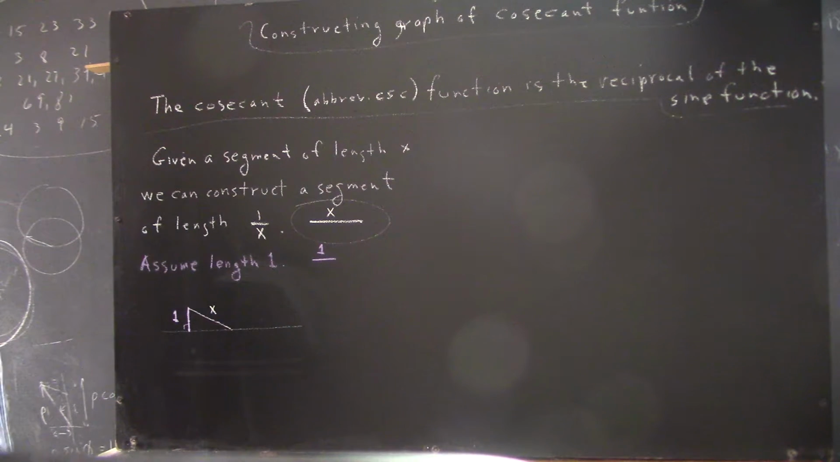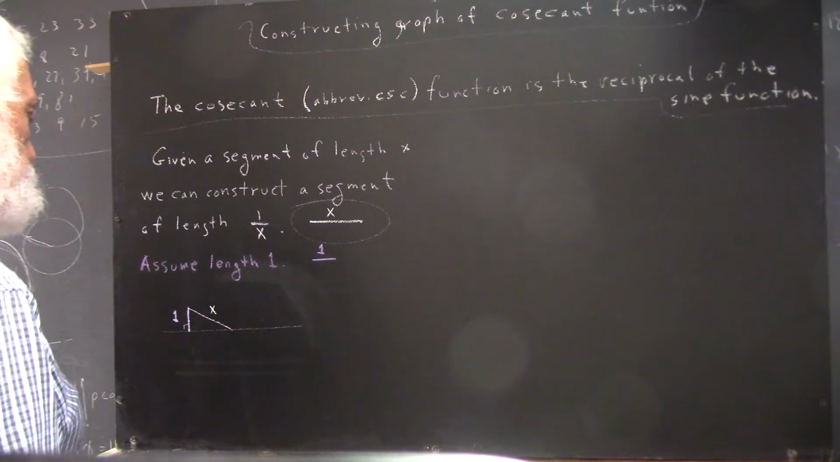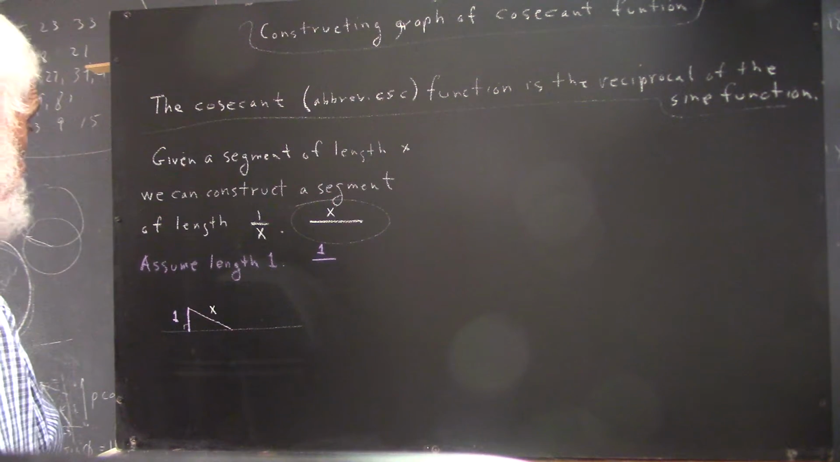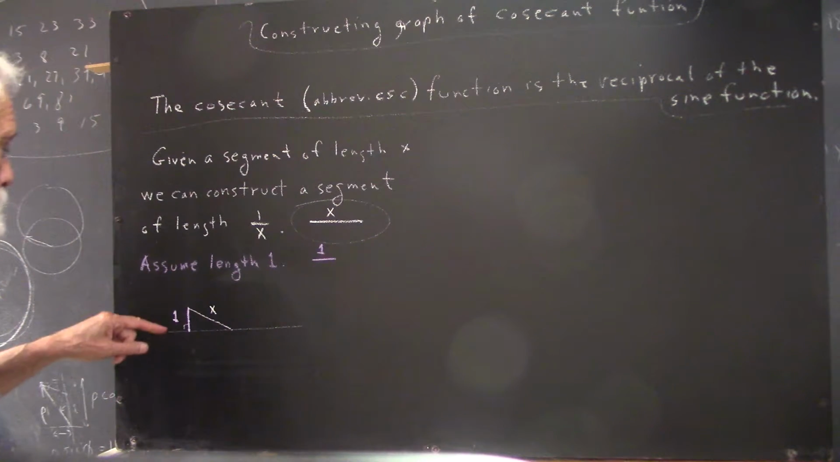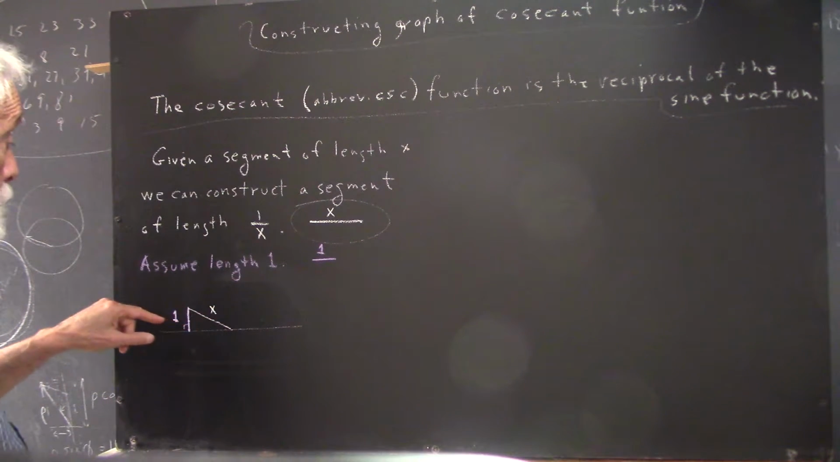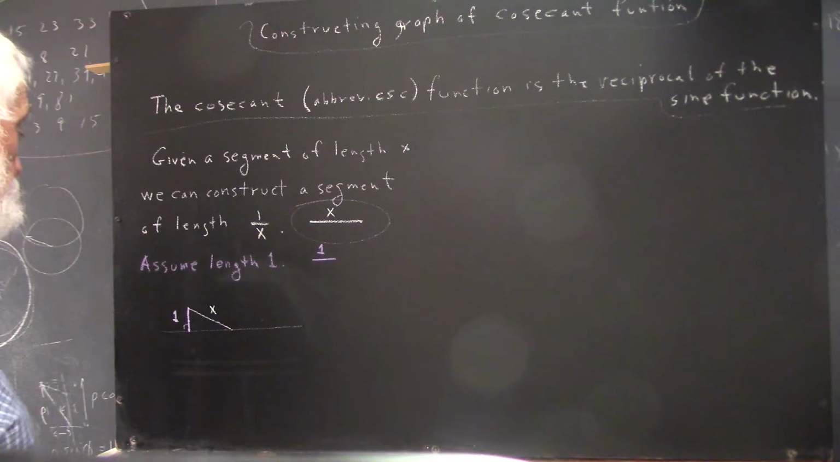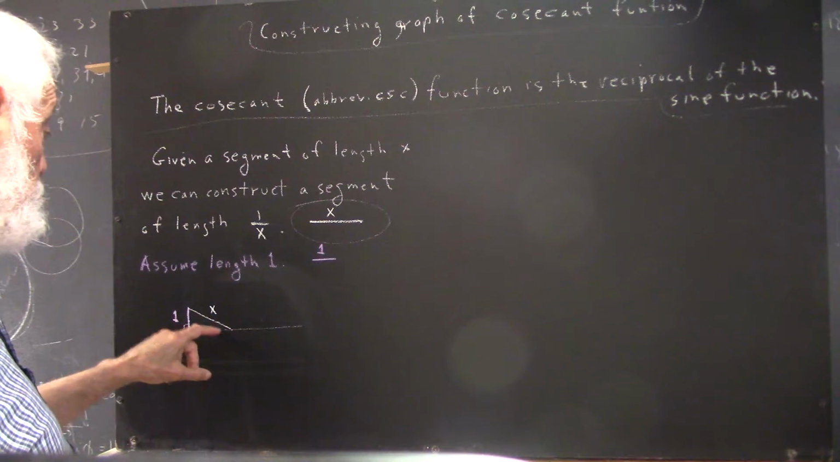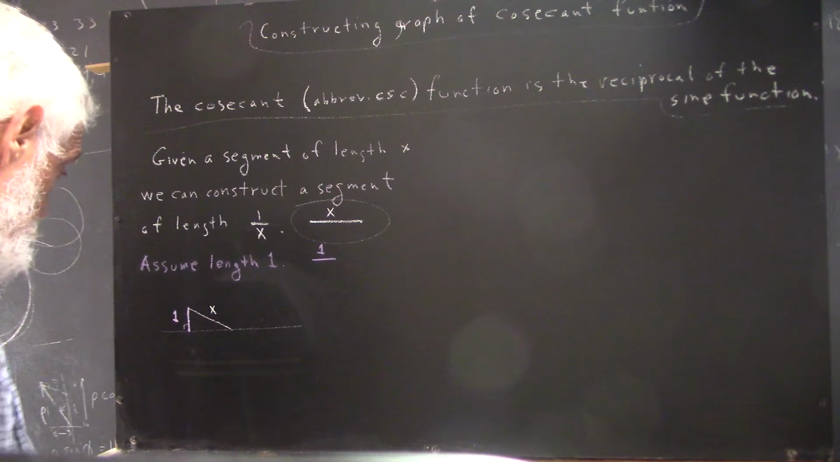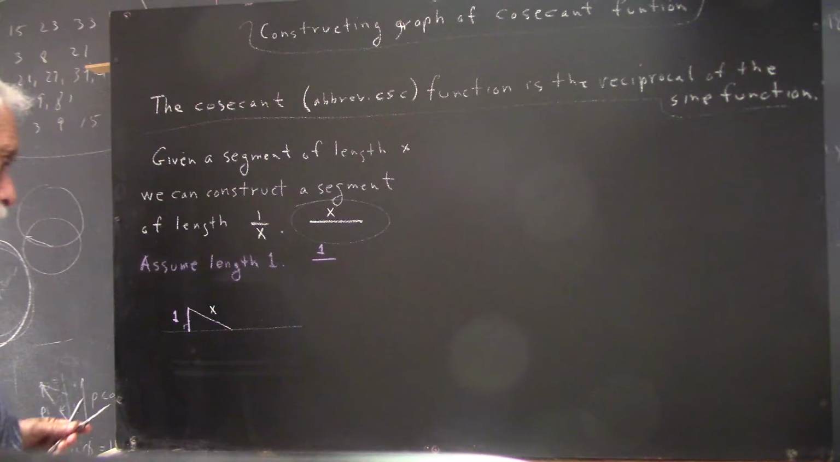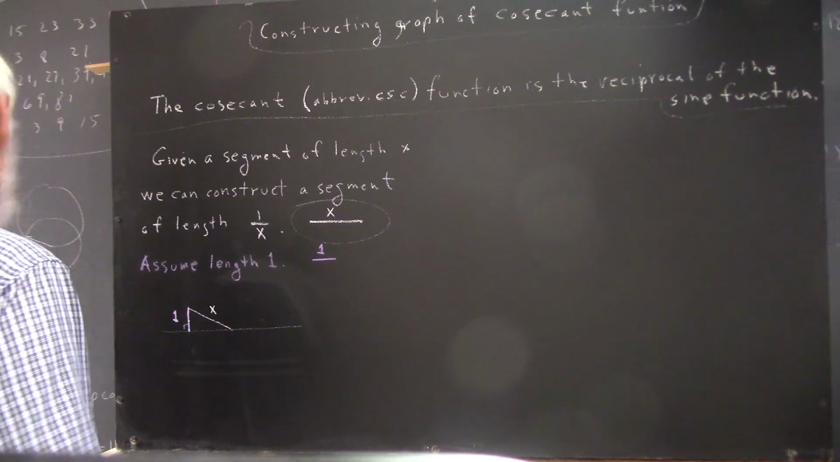Okay, now I want to get a segment of length 1 over x. Motivating this, the ratio of this side to this side is 1 over x. And that is a trigonometric ratio of either this angle or this angle, but that's not what we're talking about right now. If you know that, fine, but it's not important just yet.